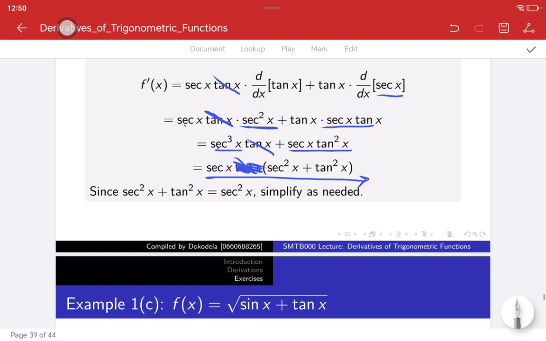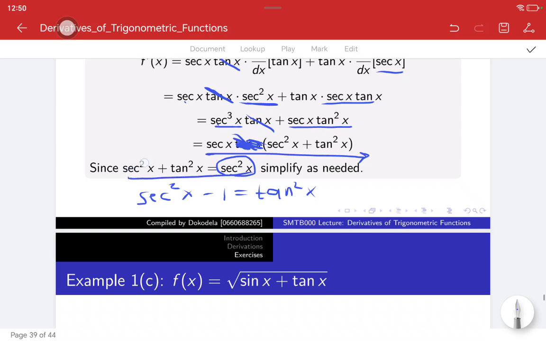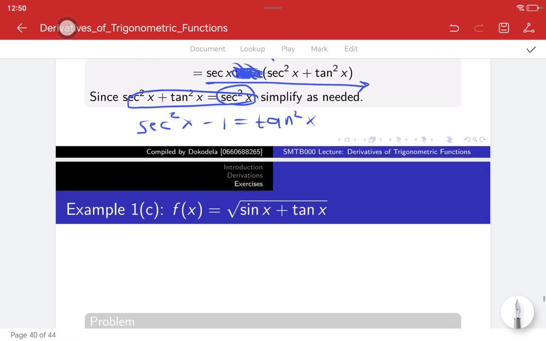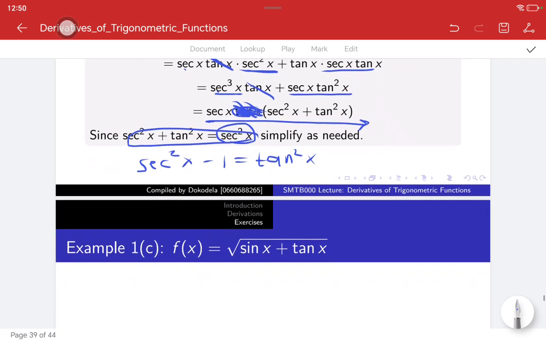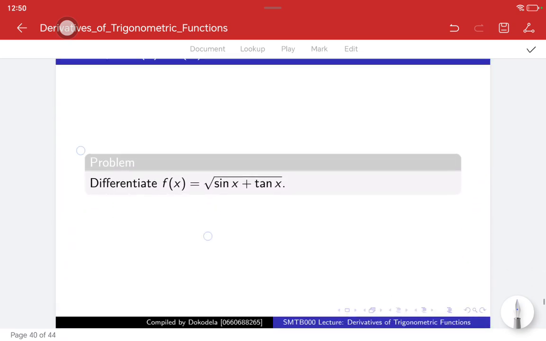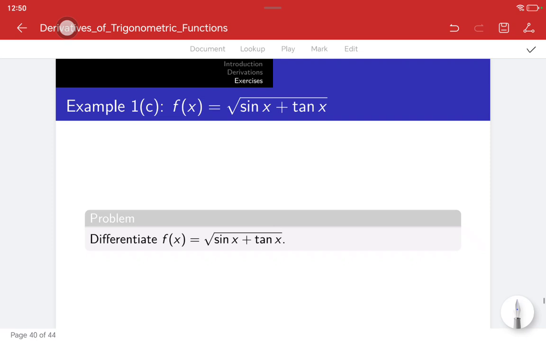Now I was supposed to say that I carry sec squared x minus 1 is equal to tan squared x. I should have said something like this if I have this to the other side. So I'll fix this one and this one. I was typing this with the code, so I'm just coding this down. Sometimes we make mistakes.